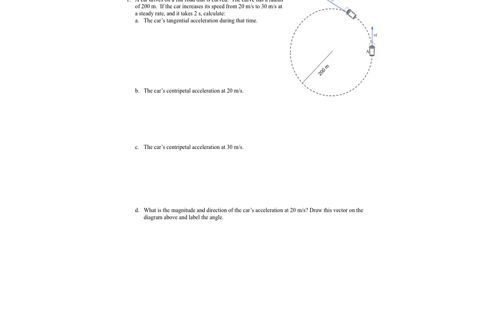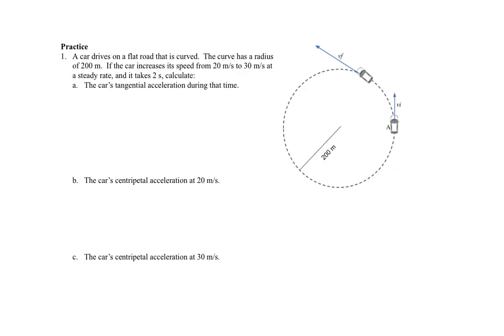So here we've got a car driving on a flat road, and the road is curved, and the curve has a radius of 200 meters, and we know that the car is going to increase its velocity. We start out with a velocity of 20 meters per second, and we end up over here with a velocity of 30 meters per second, and the time it takes for that to happen is 2 seconds.